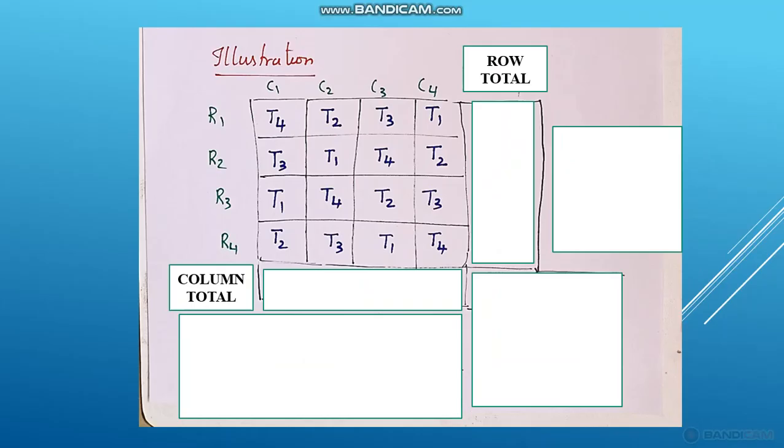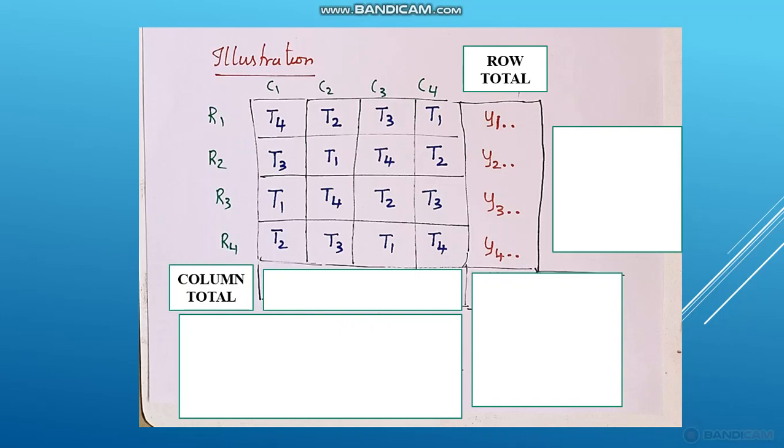The first step is you want to find the row total, that is T4 plus T2 plus T3 plus T1. That will give y1 dot dot. Here we will have 3 dots because we are having 3 factors.